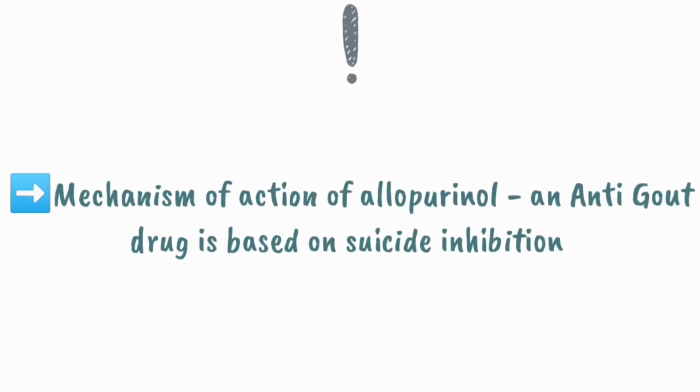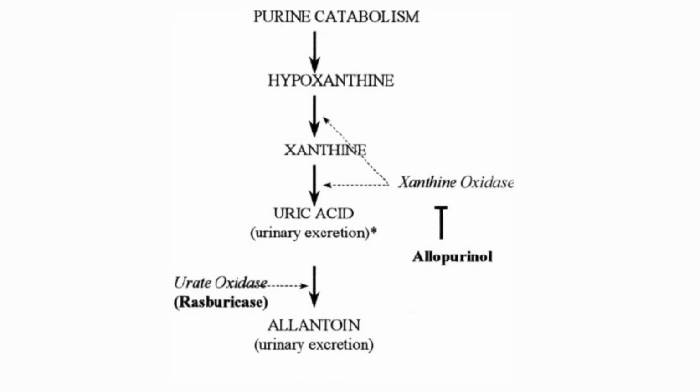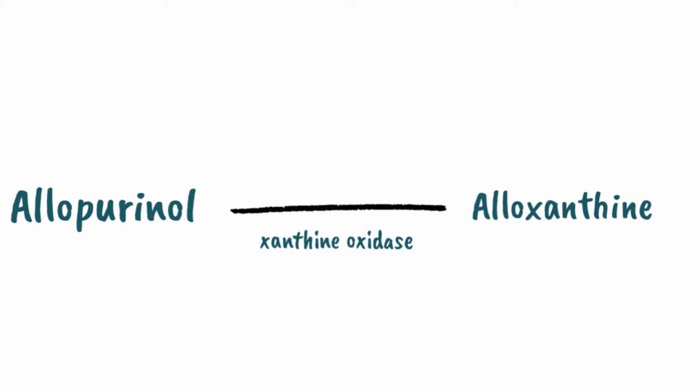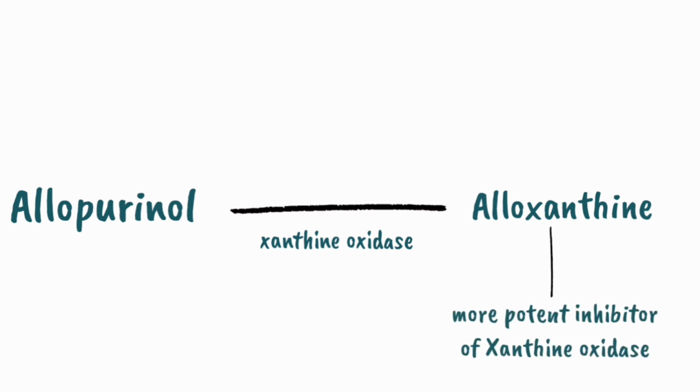Let's look at an example. The mechanism of action of allopurinol, an anti-gout drug, is based on suicide inhibition. The final product of degradation of purine, as we know, is uric acid. In this reaction, hypoxanthine is converted to xanthine, and xanthine is further converted to uric acid by the enzyme xanthine oxidase. The anti-gout drug allopurinol is oxidized by xanthine oxidase to alloxanthine, which is a more potent inhibitor of xanthine oxidase. Thereby, it decreases uric acid production.